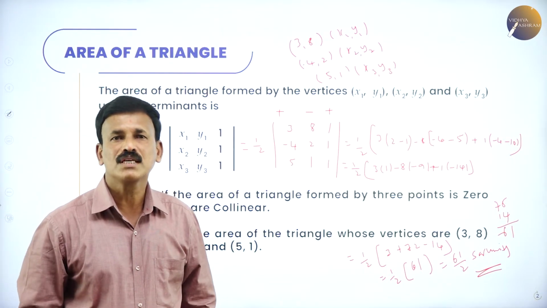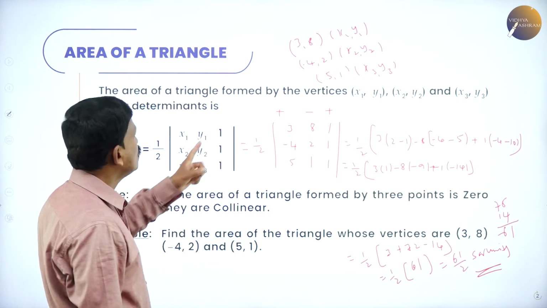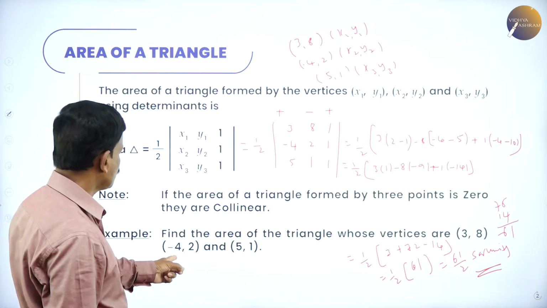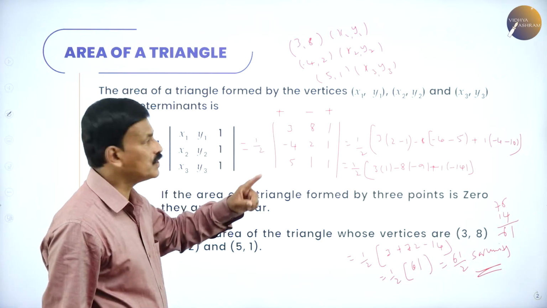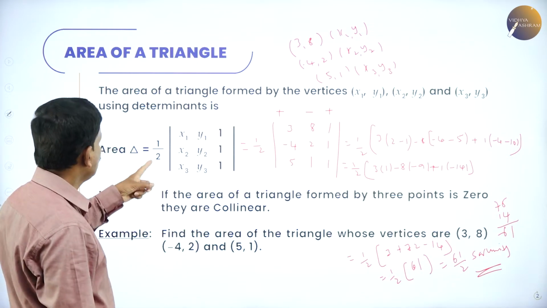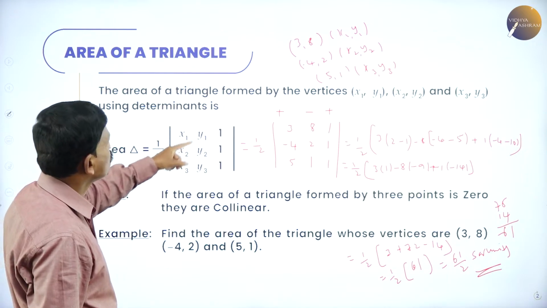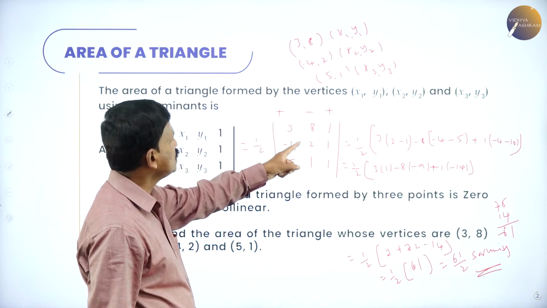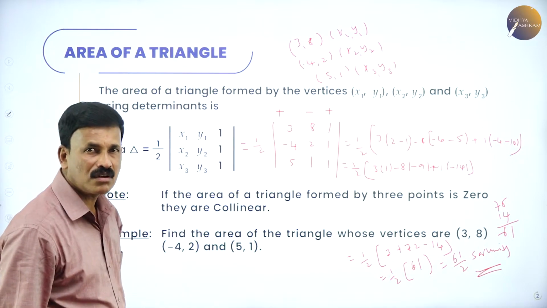If you do this much, you will get 3 marks. Very simple. So listen, once again, I will explain this. Find the area of a triangle formed by the points 3, 8, -4, 2, and 5, 1. 3, 8 is x1, y1, -4, 2 is x2, y2, 5, 1 is x3, y3. So what is the formula for area of a triangle? Half into the determinant x1, x2, x3, y1, y2, y3, 1, 1, 1. Half into x1, x2, x3 is 3, -4, 5. y1, y2, y3 is 8, 2, and 1. And the constant 1, 1, 1 as it is, last column.